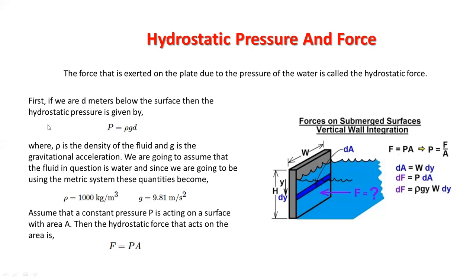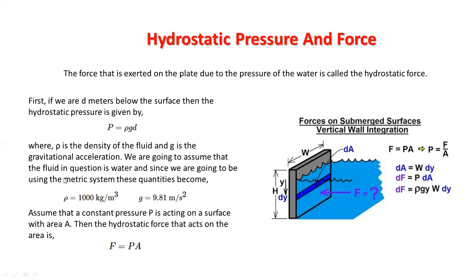Okay, now to move smoothly to the sample problems that I'll be discussing later on, first, if we have, let's say for example, d meters below the surface of this particular slab in here, then we say that the hydrostatic pressure is given by the product of rho, g, and d, where rho is the density of the fluid and g is the gravitational acceleration.